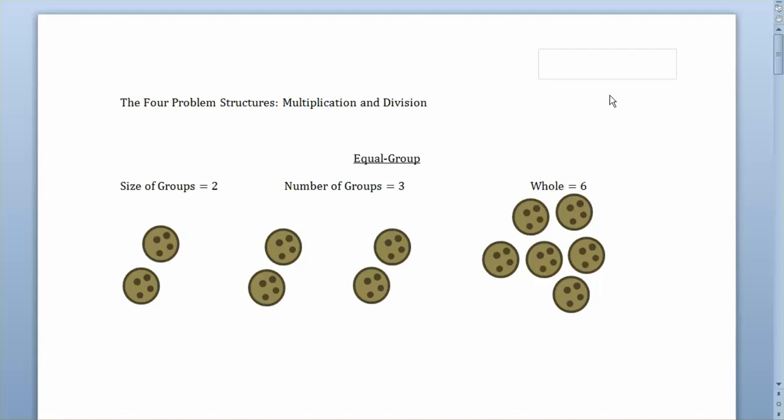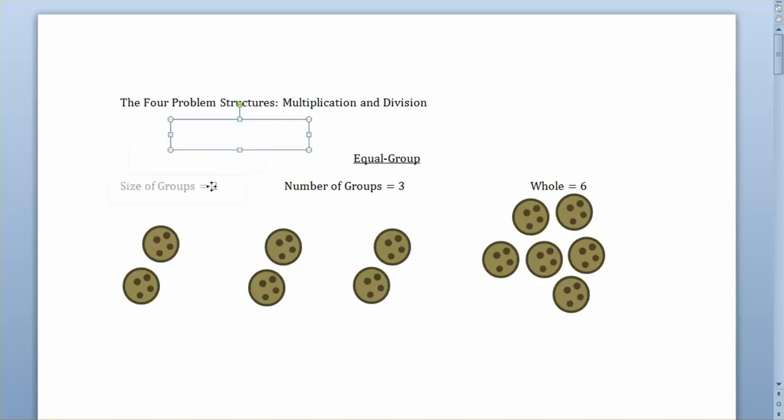And we can have problems where each of these parts is unknown. For example, if the whole is unknown, we can have a problem that says something like 3 people each have 2 cookies. How many cookies are there altogether? And that would be the whole of 6. Or we could have the number of groups unknown. A bunch of people have 2 cookies each. If there are 6 cookies altogether, how many people are there? And that would be the number of groups unknown.